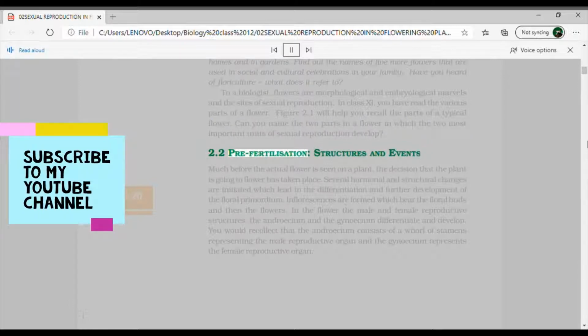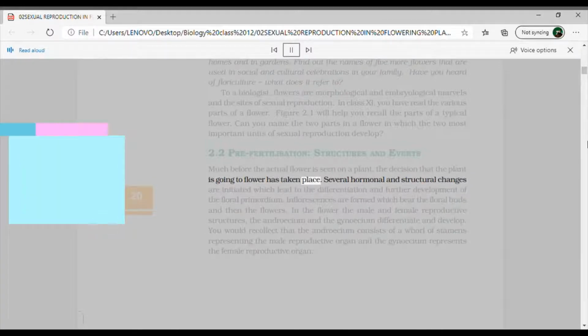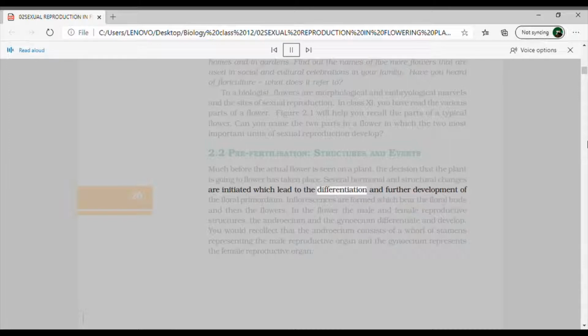2.2 Pre-fertilization, structures and events. Much before the actual flower is seen on a plant, the decision that the plant is going to flower has taken place. Several hormonal and structural changes are initiated, which lead to the differentiation and further development of the floral primordium. Inflorescences are formed which bear the floral buds, and then the flowers. In the flower the male and female reproductive structures, the androecium and the gynoecium, differentiate and develop.